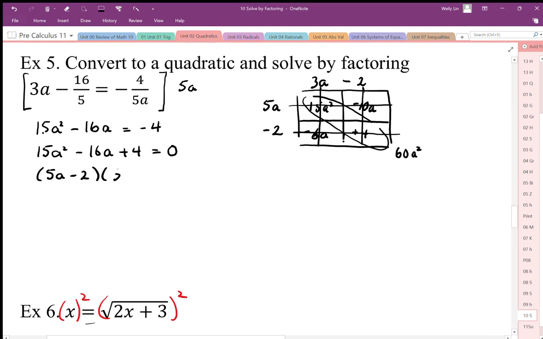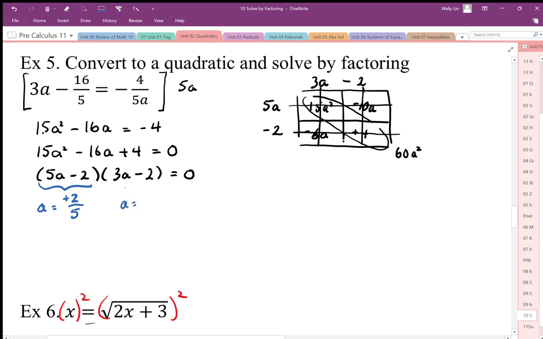So then my equation becomes 3a minus 2. Again, since it's equal to 0, I can look at these factors independently. And so when I solve for a, I can use my shortcut. It should be the opposite sign, so it's going to be positive. It's the back divided by the front. So a is equal to positive 5 over 2.